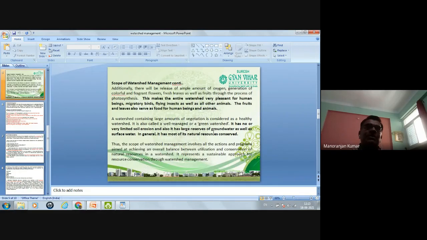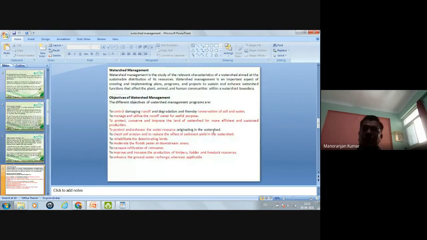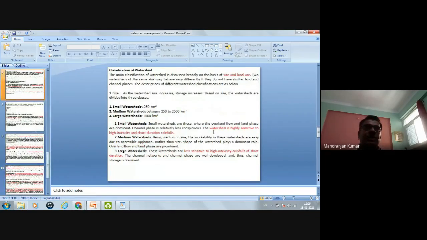and we have seen the objective of watershed management also. Okay, also we have seen the classification of watershed. Different types of watershed are there on the basis of size as well as on the basis of land use. Okay, so on the basis of size, the watershed is classified into three types: small watershed, medium watershed, and large watershed. So you have to remember this size area of the watershed. A small watershed is less than 250 square kilometers, likewise.